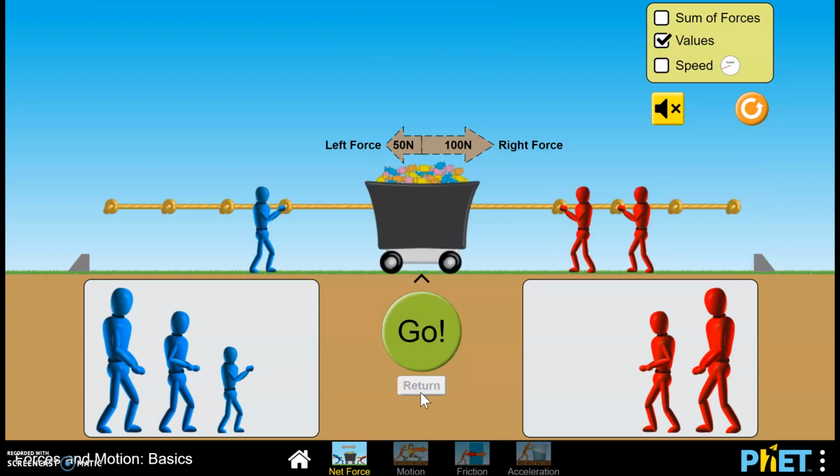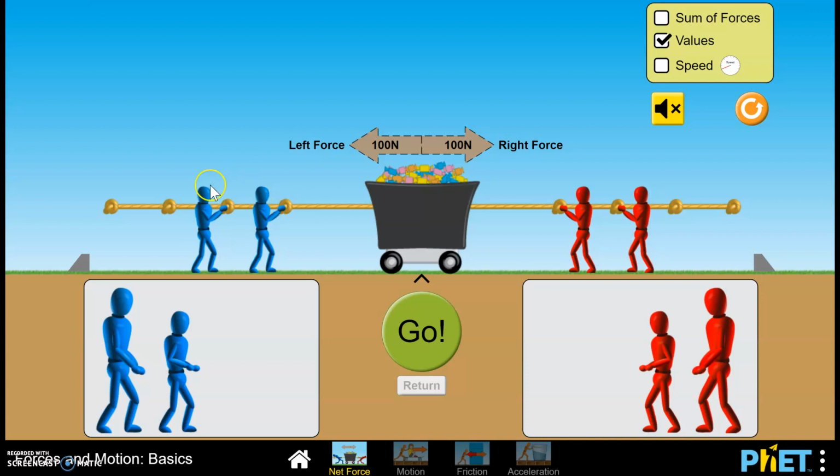All right, if you said it's because the forces were unbalanced, you are absolutely correct. The red guys had a stronger force than the blue team did, and that's why the red team was able to win. So what I want for you guys to notice here is that when we have balanced forces, the motion of the cart does not change.